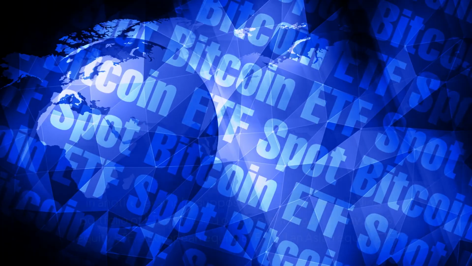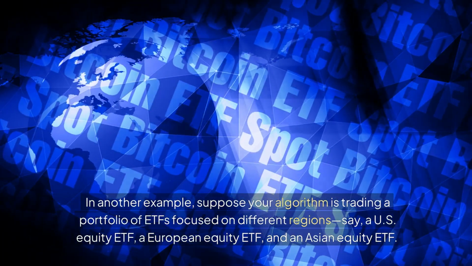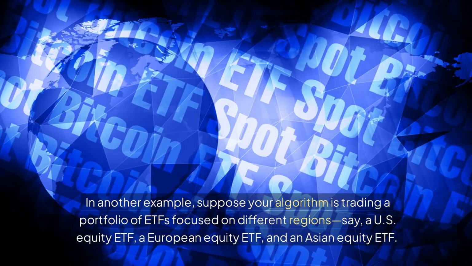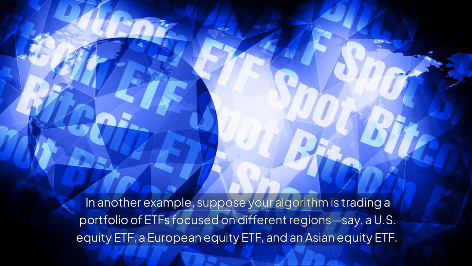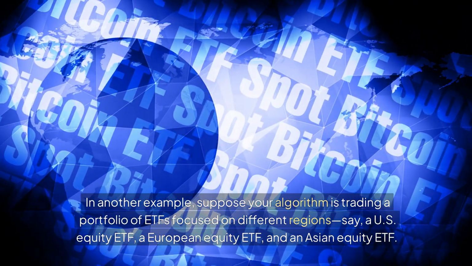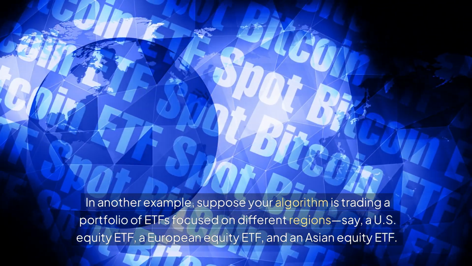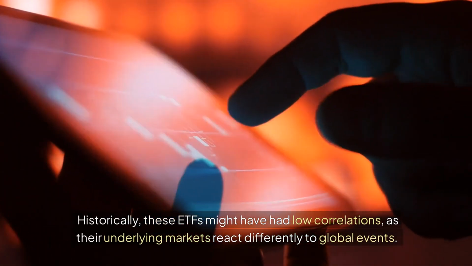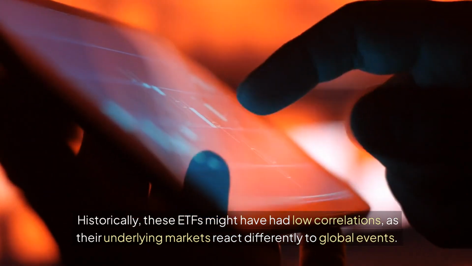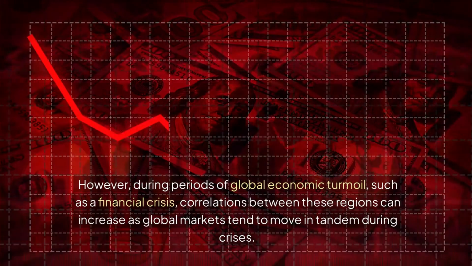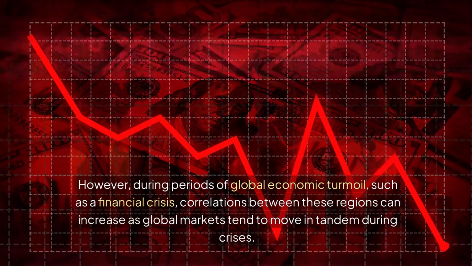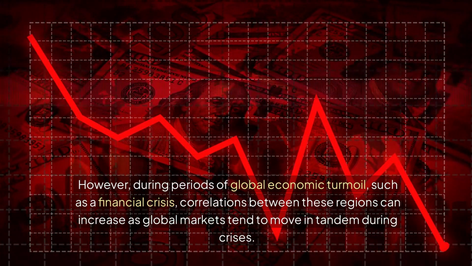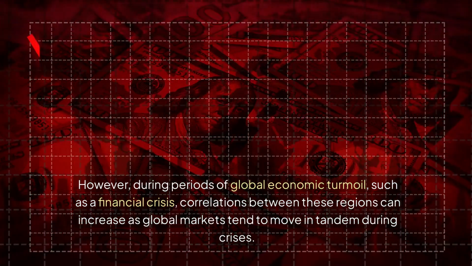Example 2. In another example, suppose your algorithm is trading a portfolio of ETFs focused on different regions. Say, a US equity ETF, a European equity ETF, and an Asian equity ETF. Historically, these ETFs might have had low correlations, as their underlying markets react differently to global events. However, during periods of global economic turmoil, such as a financial crisis, correlations between these regions can increase as global markets tend to move in tandem during crises.